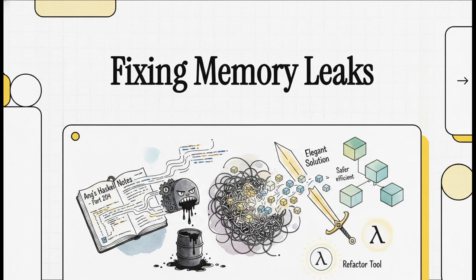Today, we're diving into part 204 of Eng's Haskell programming notes to uncover a really sneaky hidden memory trap and, of course, its elegant solution. You know, as functional programmers, we're constantly refactoring code, right? We want it faster, safer, just more efficient. But sometimes, the everyday tools we reach for by default are actually hiding some pretty serious dangers.